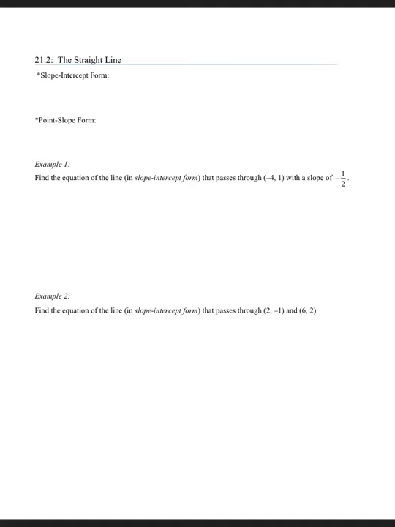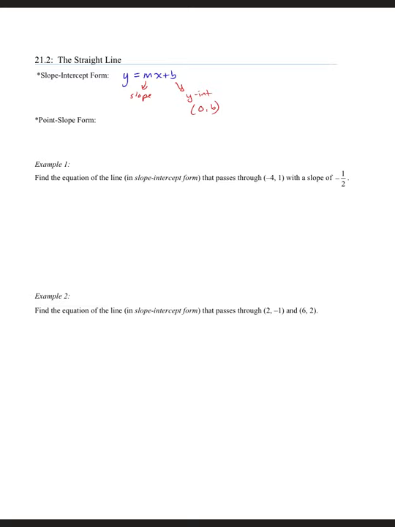In 21.2, we're talking about the straight line. Now, we've already talked about the slope-intercept form. That's the form of y equals mx plus b. This is called the slope-intercept because from this form, we can identify the slope and also the y-intercept. And we know the coordinates of an intercept are always (0, b), whatever that value of b is.